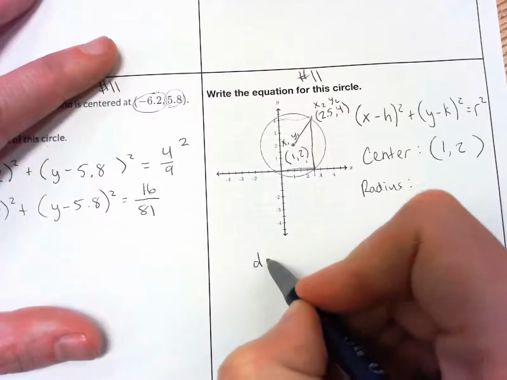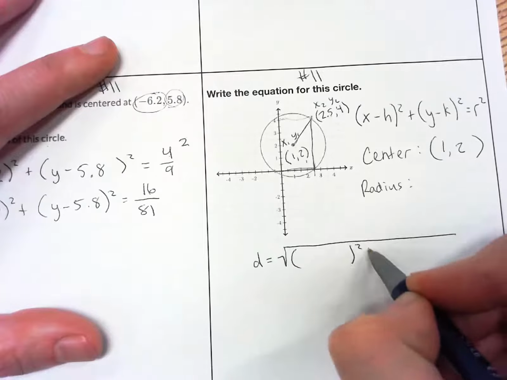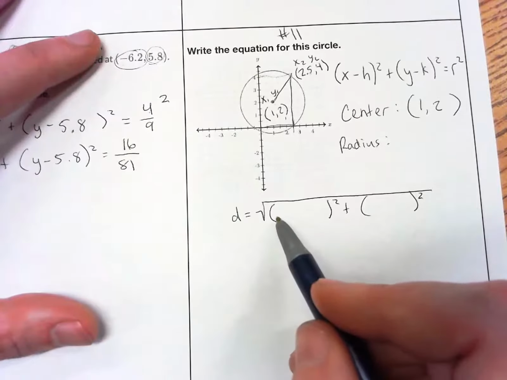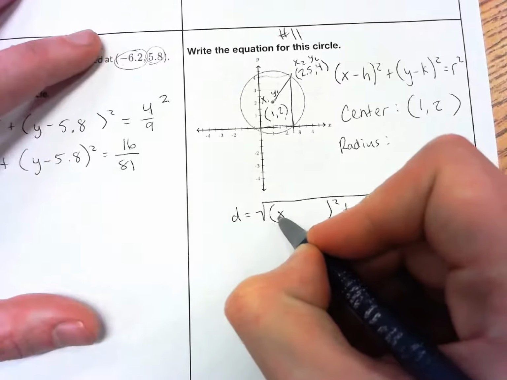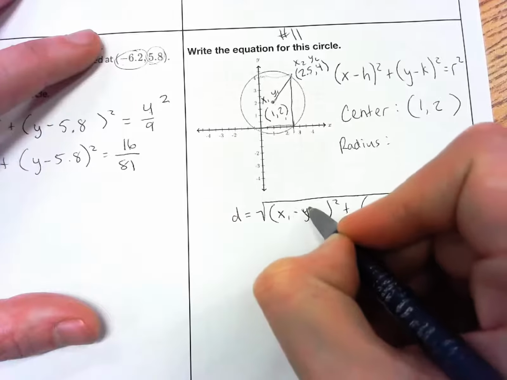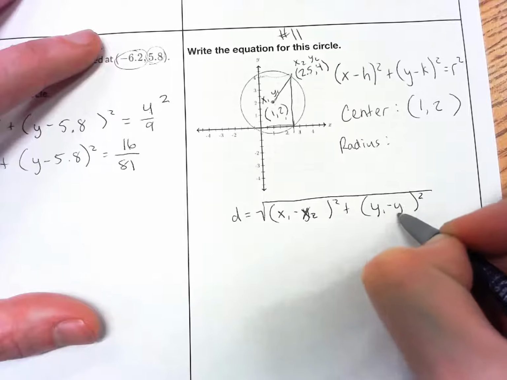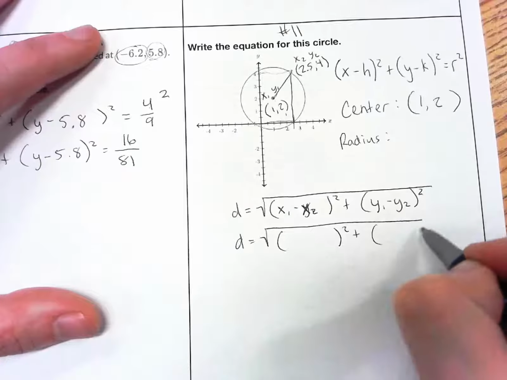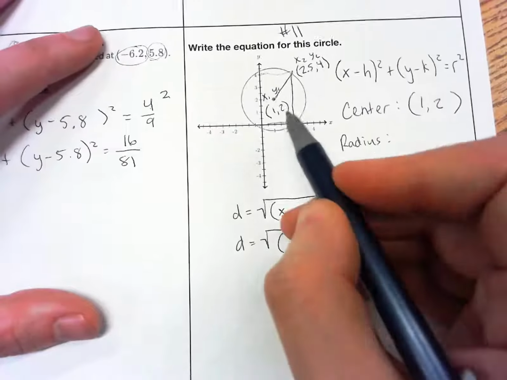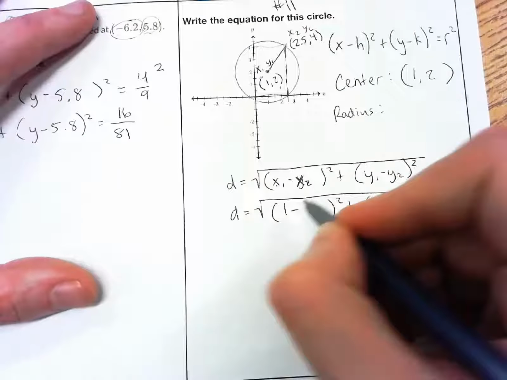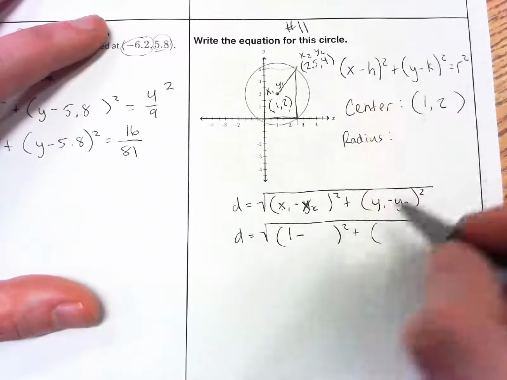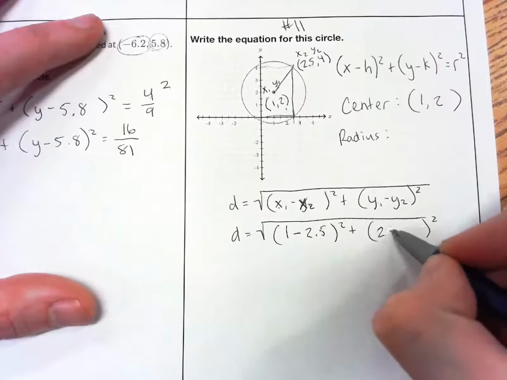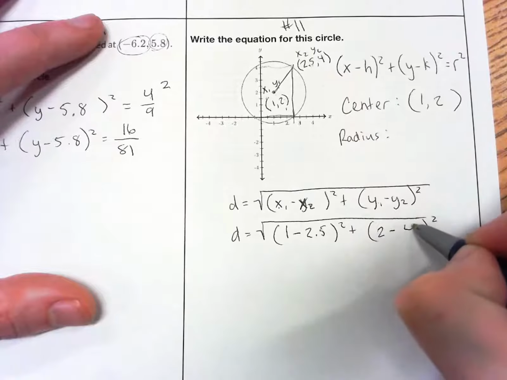And then our distance formula looks a little bit like the formula for the circle, but it's a little bit different because we have the square root. So we're going to say x1 minus x2, and then y1 minus y2. So let's go ahead and plug in our numbers. My x1 value I said was 1, minus my x2 value, which is 2.5. Then I have my y1 value, which is 2, minus my y2 value, which is 4.